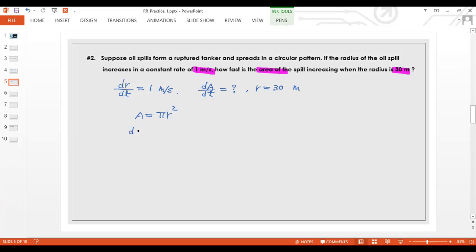So you take the derivative of both sides with respect to t. So it's dA/dt. Just like we did in problem number 1, this is 2πr dr/dt. Now we are looking for dA/dt, so we just plug in the values. We know r is 30, and how fast is dr/dt? It is 1, right? So this one will give me 60π meter square per second.